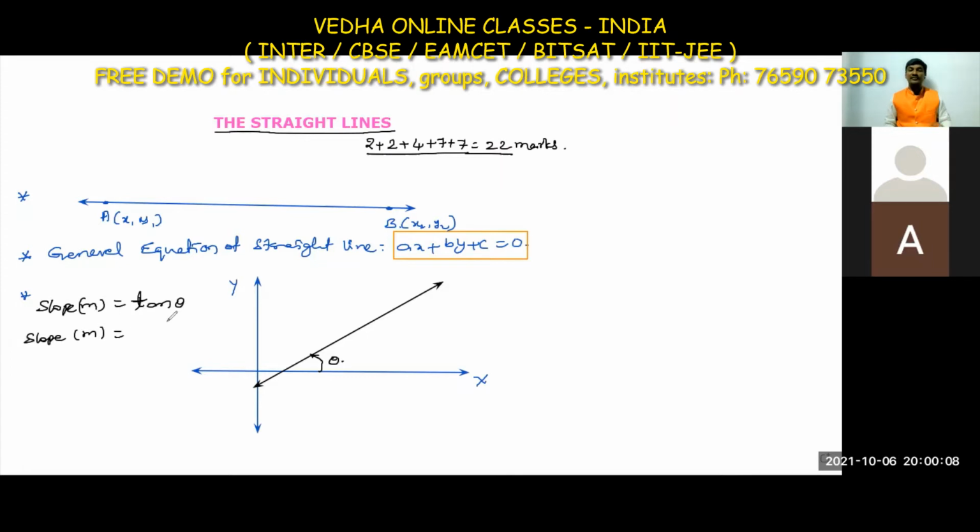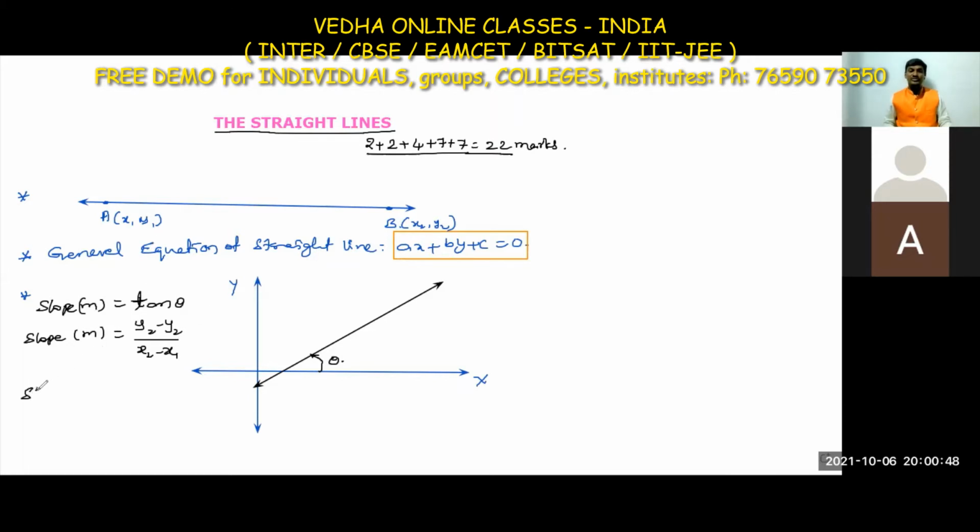We can also find the slope by using another formula. When we know theta, we use this. If we know the 2 points, for example, in the above example, on the line we have A and B, 2 points, then we use the formula y2 minus y1 divided by x2 minus x1. Once again, what is the formula for slope? Slope m is equal to y2 minus y1 divided by x2 minus x1.